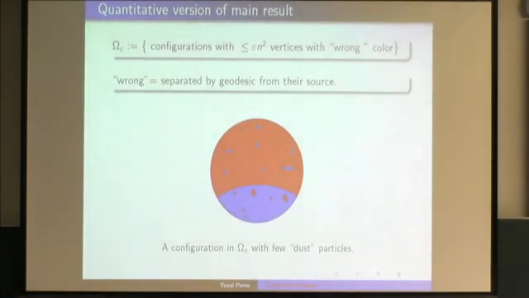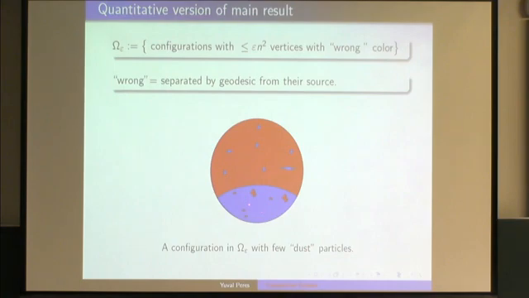So the content of the theorem can be restated as follows. When we divide into n by n, we have order n squared vertices altogether. So look at omega epsilon, which are configurations that have less than epsilon n squared vertices with the wrong color. Wrong here means separated by the geodesic from their corresponding source. So this is an example of such a configuration, for a small but not tiny epsilon. It's still in omega epsilon.